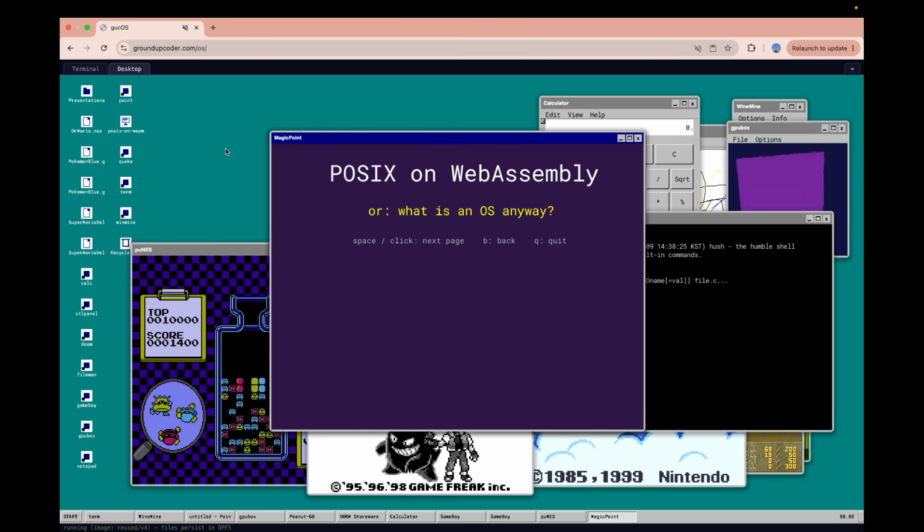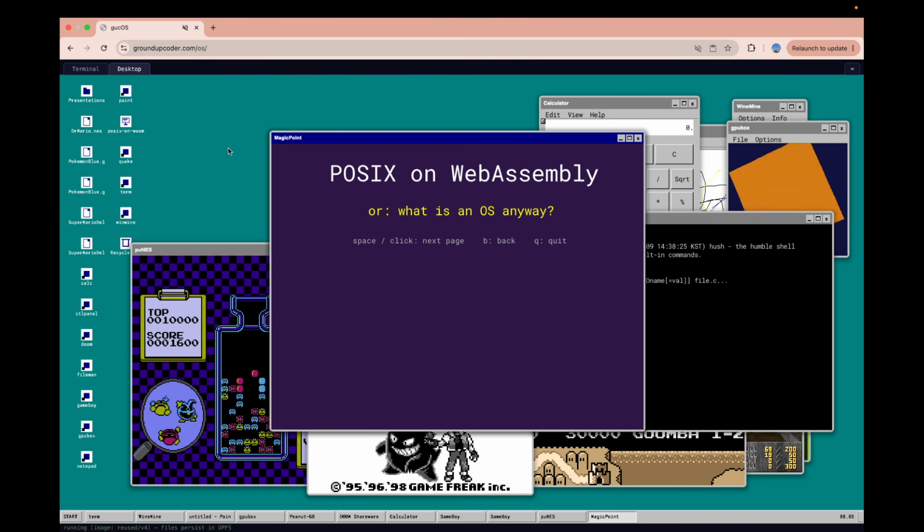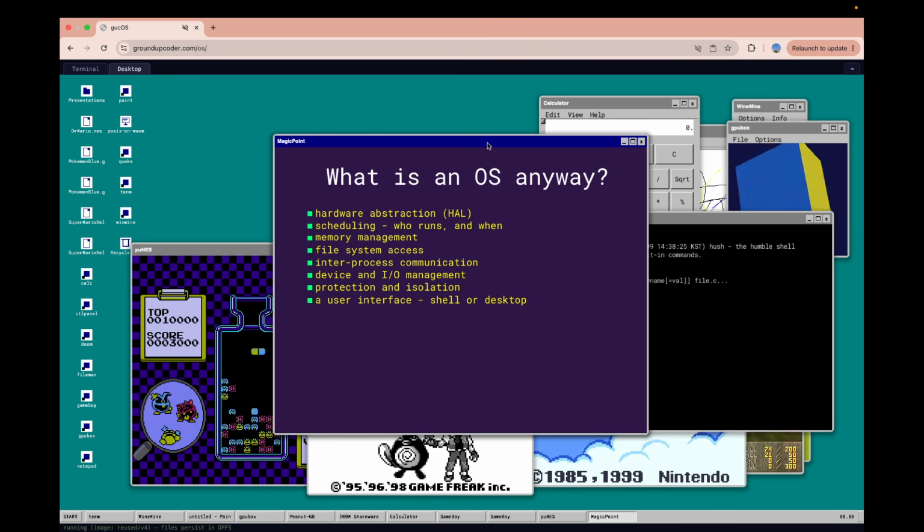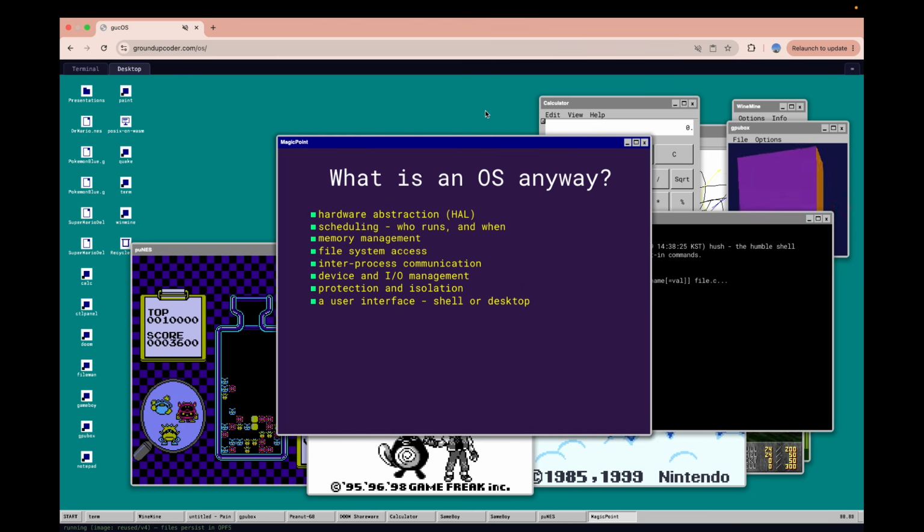I kind of wanted to talk about some of the stuff that I implemented. So here it is: POSIX on WebAssembly, or what is an operating system anyway? Can I call this an operating system? It's running in the browser, right? I mean, it kind of looks like one, but if it's not on bare metal, is it really an operating system? So here's what an operating system traditionally does.